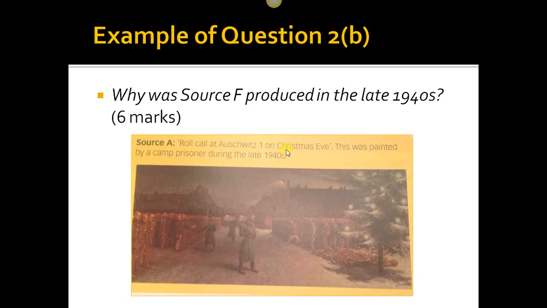And if we have a look at source A, we have a look at roll call at Auschwitz I on Christmas Eve. This was painted by a camp prisoner during the late 1940s. So this prisoner has been liberated, or emancipated. So it's a memoir in a pictorial form of what actually took place, or through his eyes, what was actually going on in the camps.